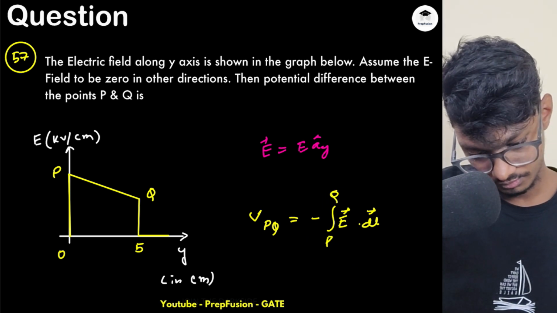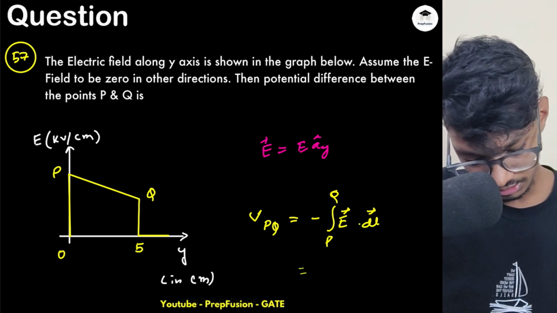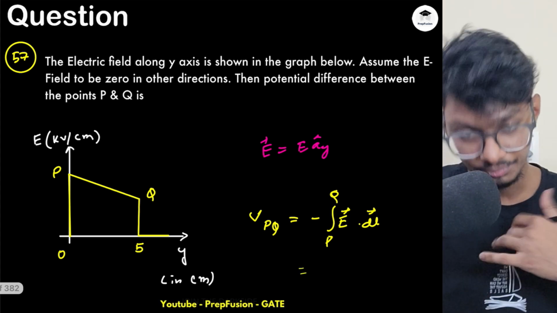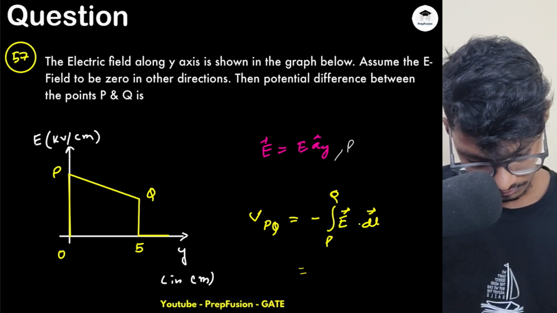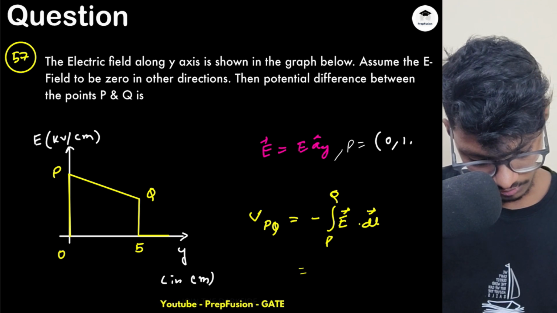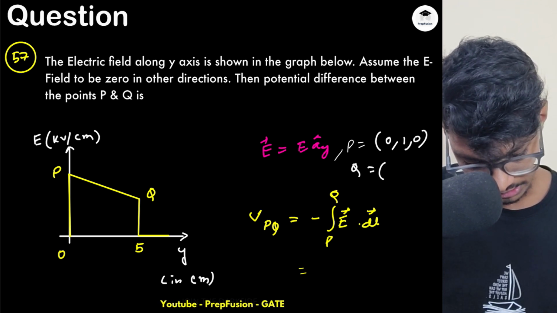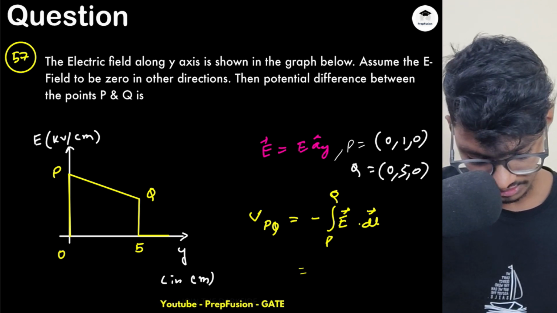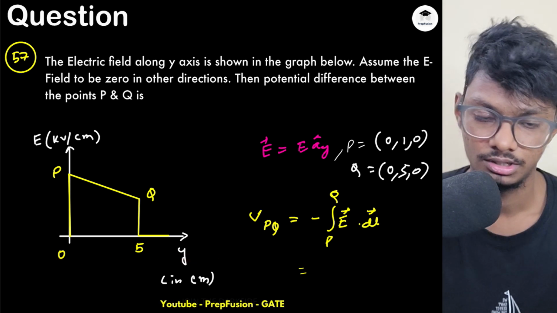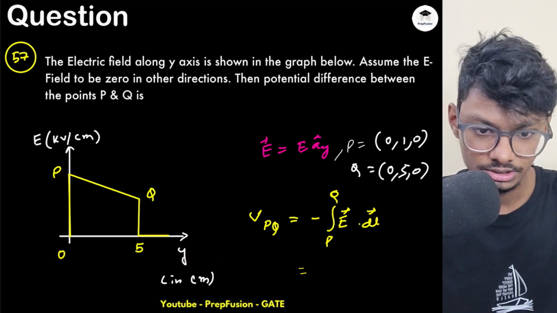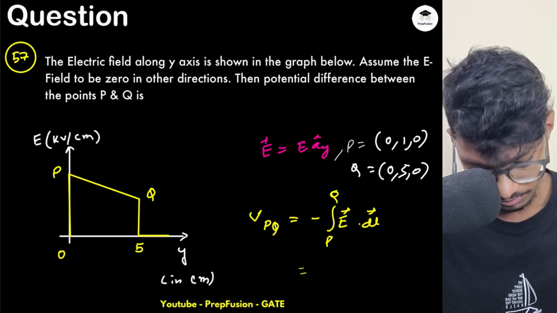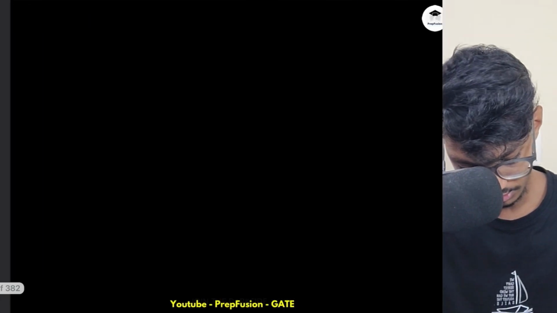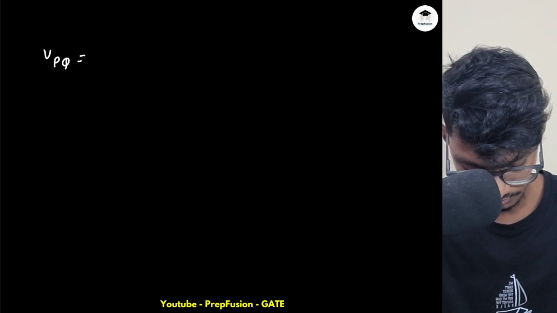P point is what? P basically is on the y-axis. P point is actually 0, 1, 0, and Q is basically 0, 5, 0. This is the actual point, because I'm moving along the y-axis only. All the other coordinates are 0. Now how will I solve? This should be pretty simple, right? Basically, what I have to do is integrate this. So VPQ will be minus.